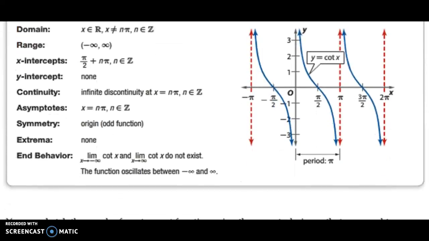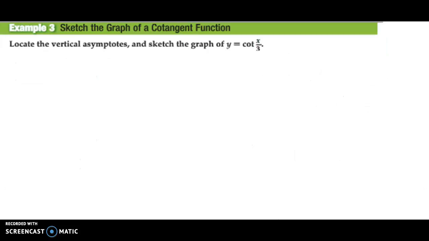If you look right here, all the information is already in your notes, but you'll see that the domain is not at values of pi. The x-intercept is at pi over 2 plus some value of pi based on phase shift. There's no y-intercept. It never crosses the y-axis on the parent function. And we can try one of these now.